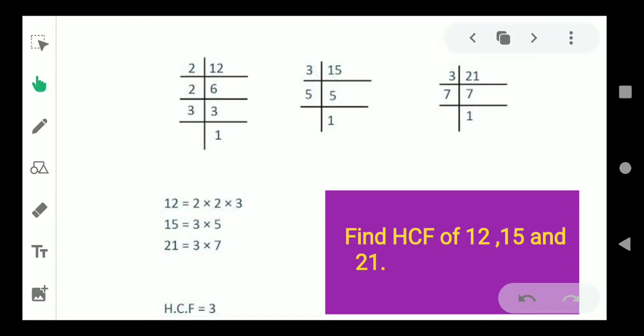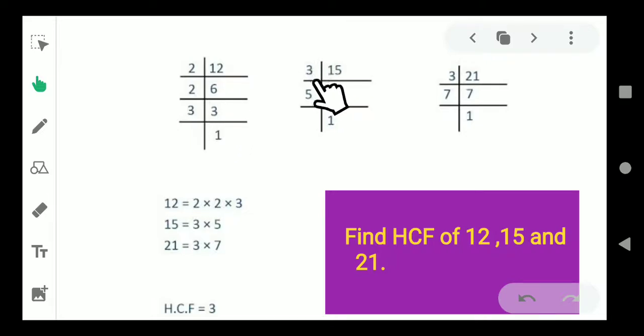Next question: find the HCF of 12, 15 and 21. If three numbers are given, no problem. Just follow the same method. Factorize these three numbers first. 2 into 6 is 12, 2 into 3 is 6, 3 into 1 is 3.